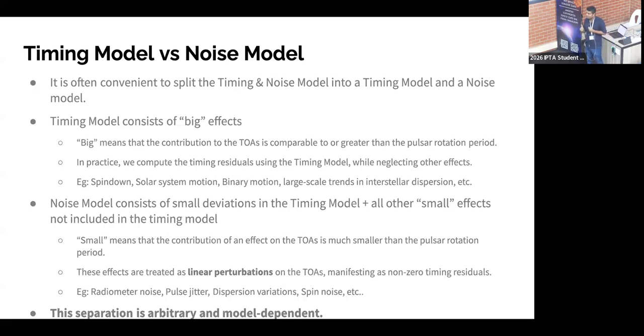But it is always important to keep in mind that this separation is always arbitrary and model dependent. So in some model, some parts of these things may be taken as part of the timing model or vice versa. So there is no clear line where we see that this is part of the timing model and this is part of the noise model. It is all pretty arbitrary and model dependent, and the way we choose how we do this is mostly based on computational considerations or just convenience.